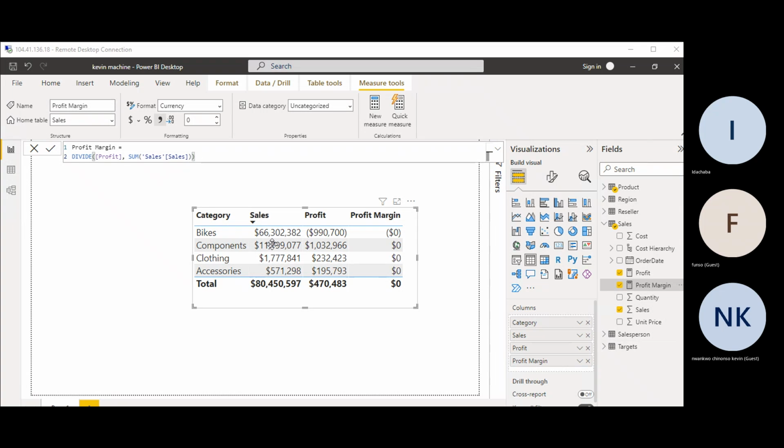On the home tab, under sales, we'll now select percentage and then leave this at two. Okay, that is it. If I click this again, it's already in currency. That's why we're having zero, but it should be in percentage. So we change this to percentage, and then increase this.